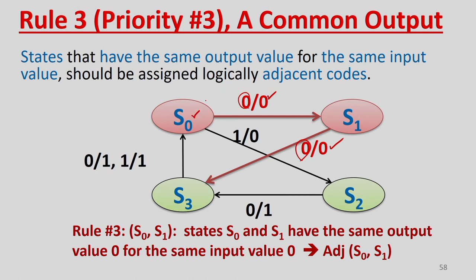If you look at S0 and S1 in this case, they have same input and same output. For the same input, they are producing same output. So, states that have same output value for the same input. S0 and S1 have same output value 0 for the same input value 0. That is why we are making S0 and S1 adjacent.